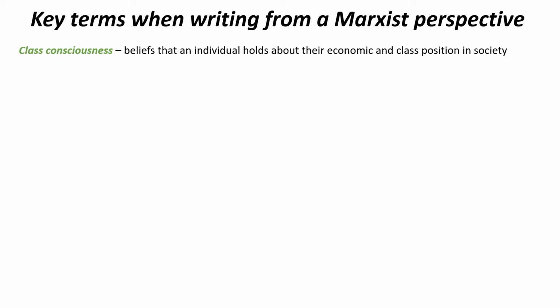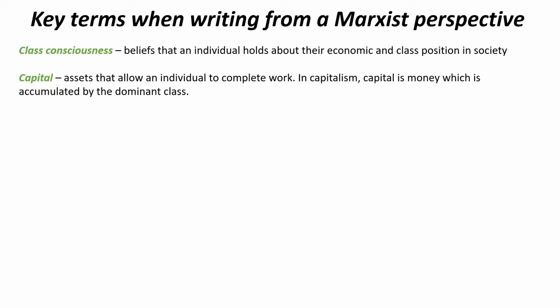So class consciousness, first of all, the beliefs that an individual holds about their economic and class position in society. Capital, so this is where capitalism comes from. Capital is assets that allow an individual to complete their work. So in capitalism, capital is money which is accumulated by the dominant class. So, for example, in a feudal society, your capital might be your animals, it might be the tools that you use in order to work with them and to create objects.